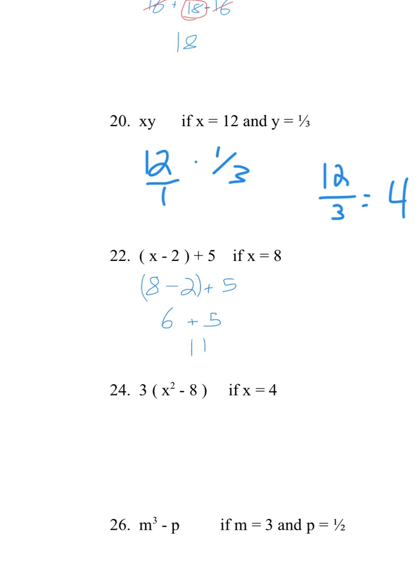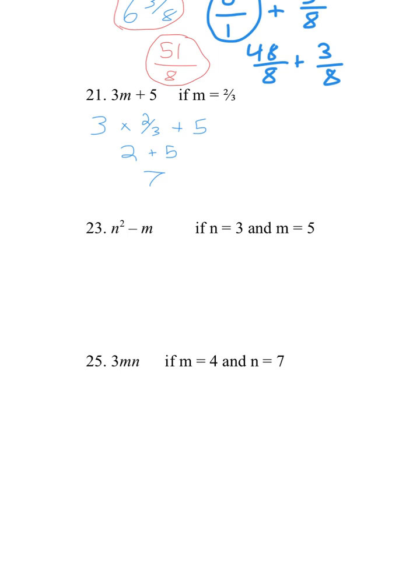And it will give us 11. Next, looking at 23. Sub in 3 for n. So 3 is going to be to the second power. And then we're going to subtract a 5. 3 to the second power is going to be 9 minus our 5 is going to give us 4.